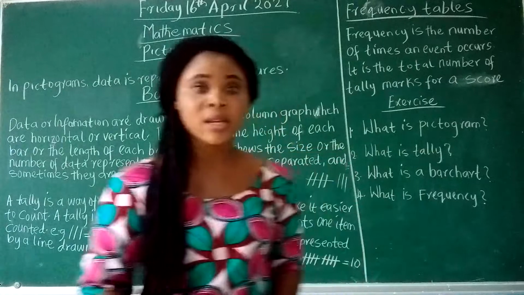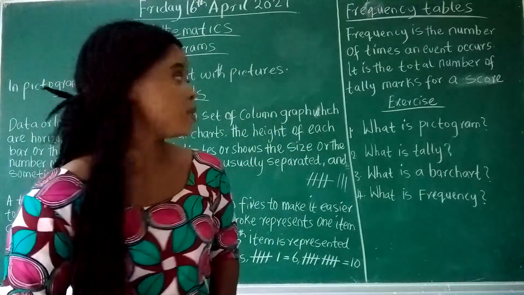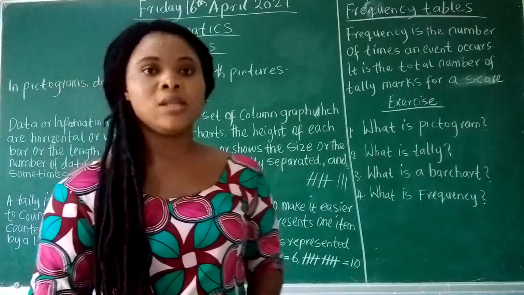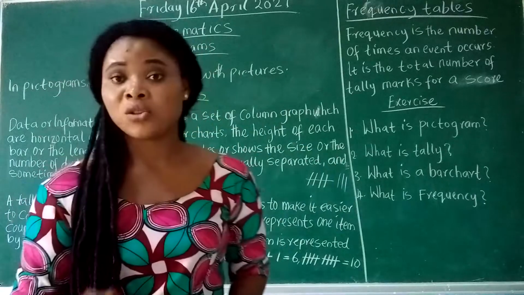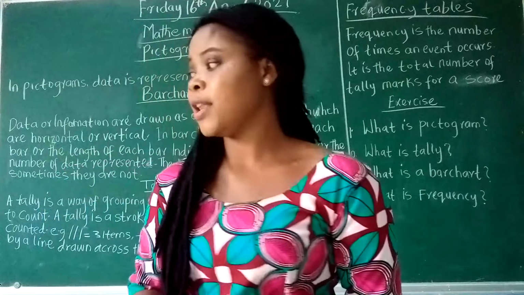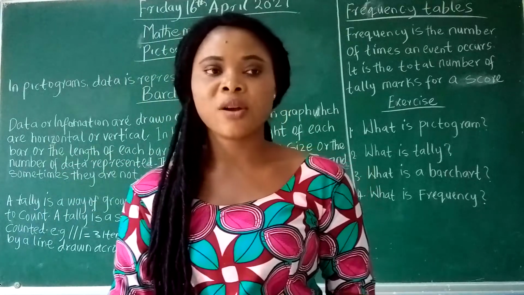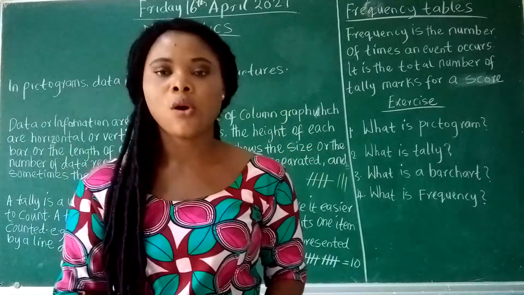Then frequency table. In frequency, we say that the number of times an event occurs is the total number of tally marks of a score. So what is frequency? Frequency is the number of times an event occurs.